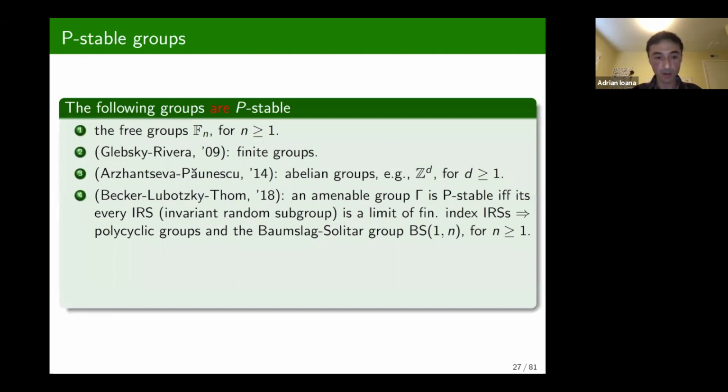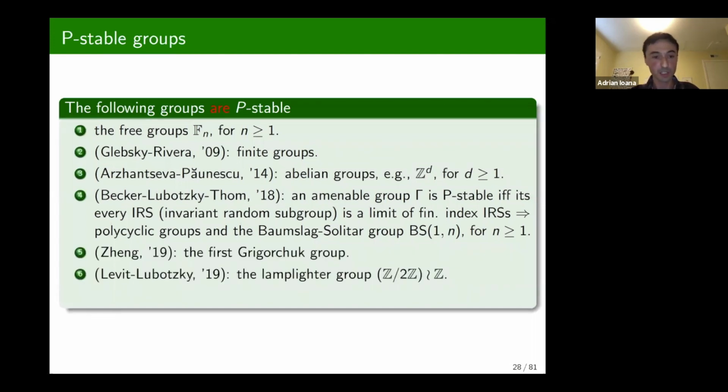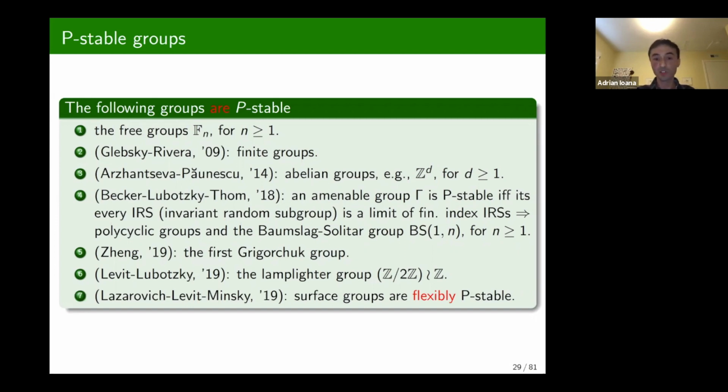And I'll just mention a couple of results here. So my colleague Tianyi Zheng proved that the first Grigorchuk group is p-stable. And then Levit and Lubotzky proved that the lamplighter group, Z mod 2 wreath product with Z, is also p-stable. And I'll end this slide with a result which is not per se about p-stability, but Lazarovich, Levit, and Minsky proved that surface groups are flexibly p-stable.